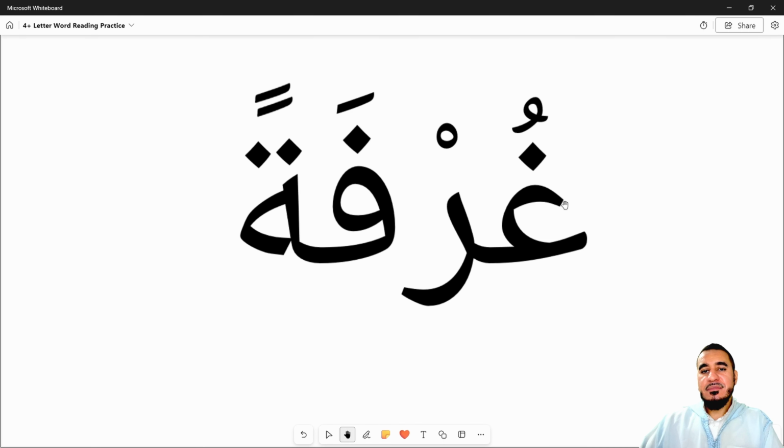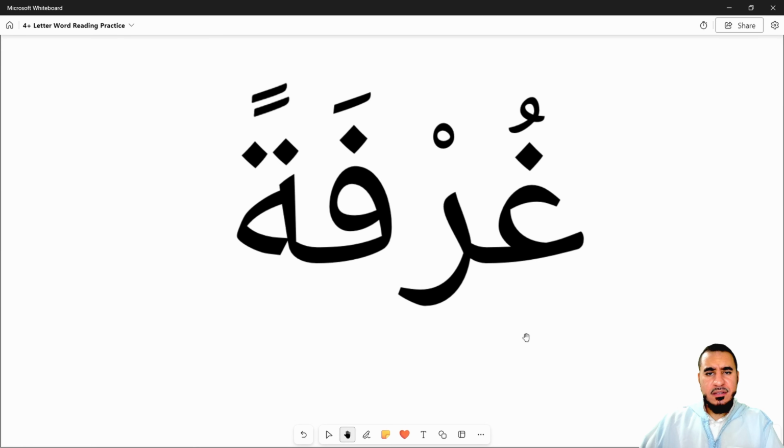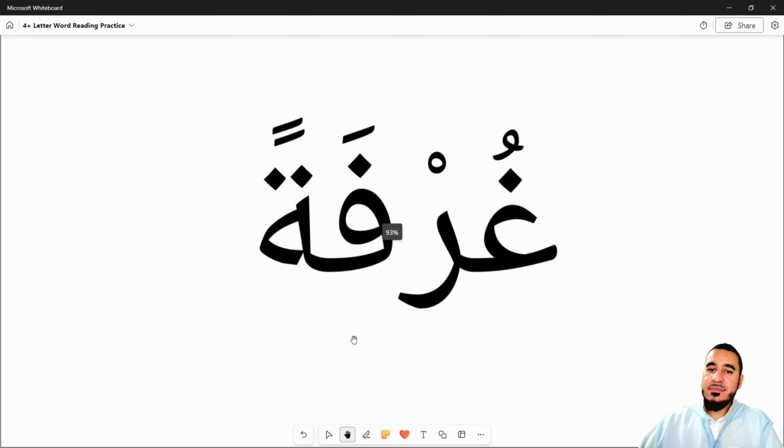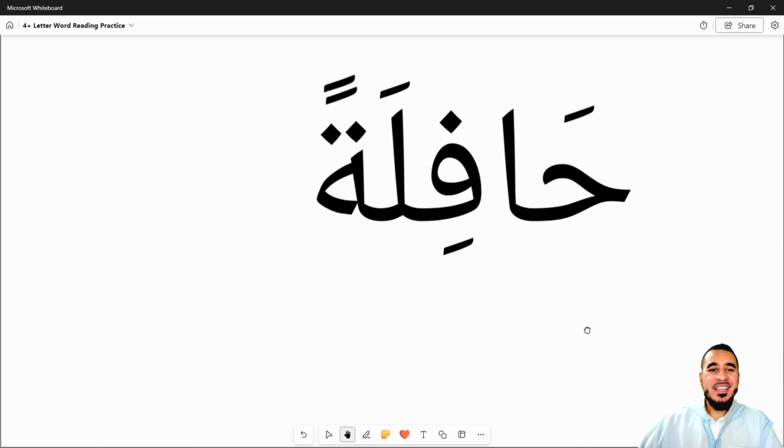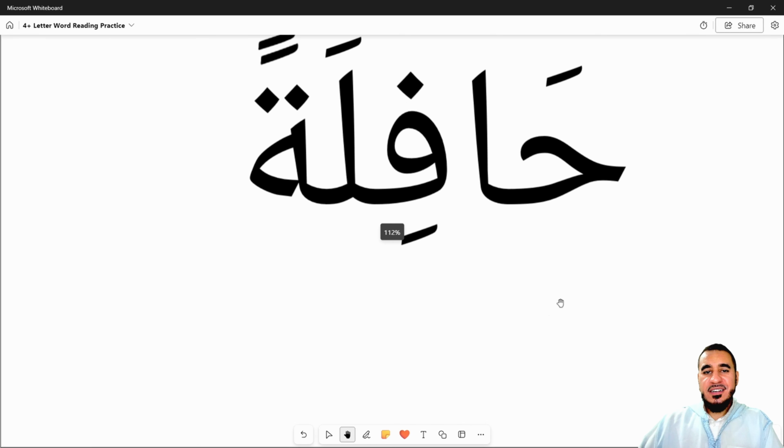We have here the ghain with the dhamma above it, ra with a sukoon, fa with a fatha, and the ta marbuta with the fathatan. So how do we read this word? It will be ghurfatan, ghurfatan. Easy, inshallah.